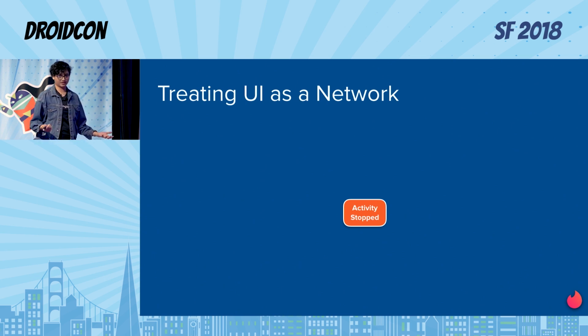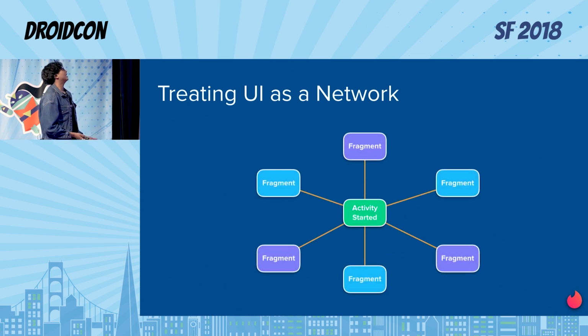So we start with an activity that's stopped. The moment the activity starts, we have the components of the app. They're there, the channels of communication have been established. And from a high level, it really does resemble a network.